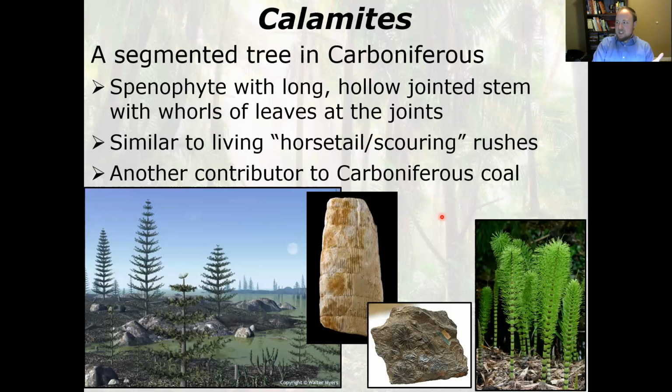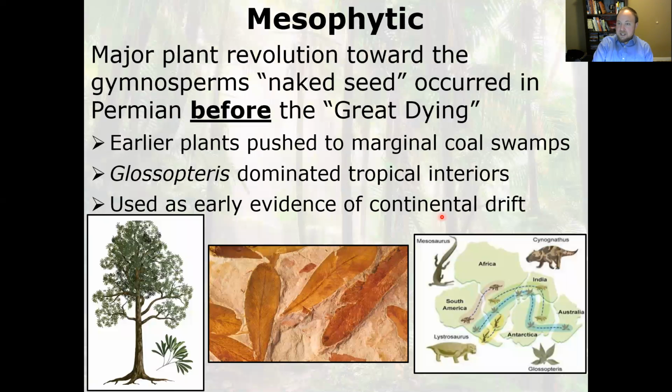And then we make a transition into the Mesophytic. The thing that really drives this Mesophytic revolution is the invention of gymnosperms, the naked seed. When we think about seed plants today, we mostly think of flowering plants, but conifers, a slightly more advanced type of gymnosperm, also have seeds. If you open up a pine cone, you can see the seeds in there. This transition occurred before the Great Dying.